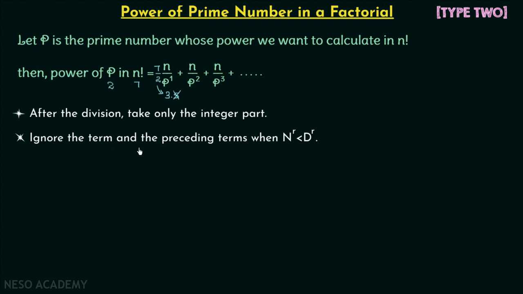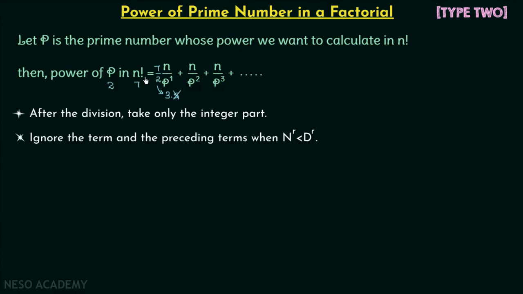Ignore the term and the preceding terms when the numerator is less than the denominator. Now this is an important point, and we have obtained it from the first point itself. According to this point, when the numerator is less than the denominator, we can ignore that term and the preceding terms. Let us try to understand the reason for this.